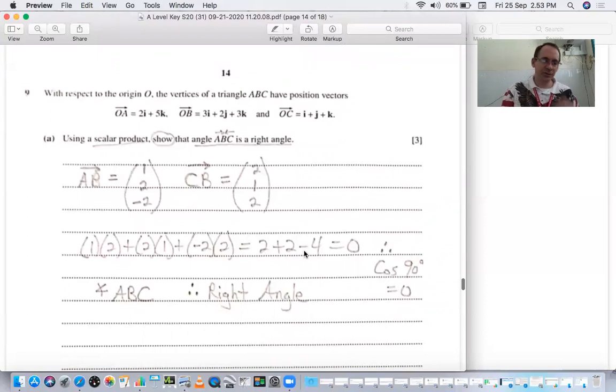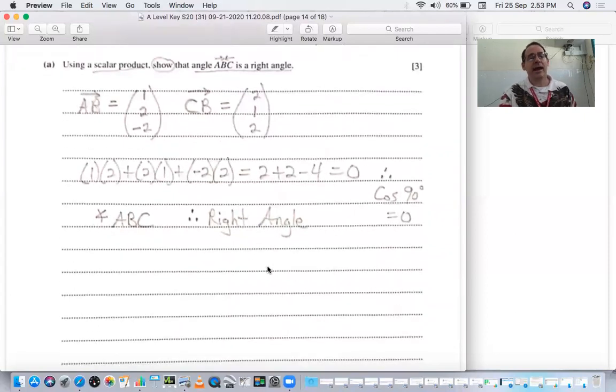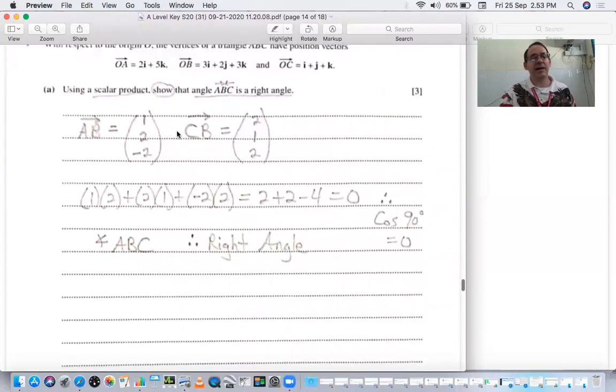You get 2, 1, 2 as your column vector there. And then we need to do the dot product between these. So 1 times 2 plus 2 times 1 plus negative 2 times 2. And that simplifies down to 0, meaning that on the right-hand side where you have that cosine, has to be cosine of 90 in order to get the 0 for the right-hand side of your dot product.